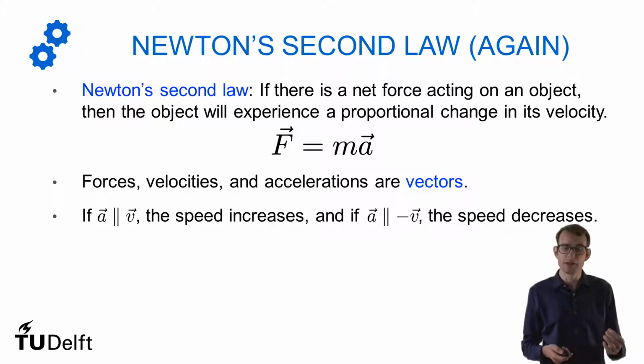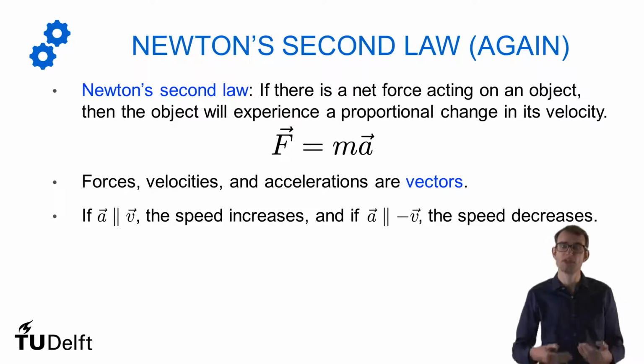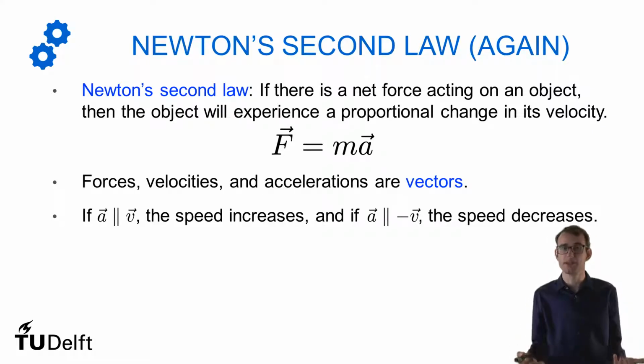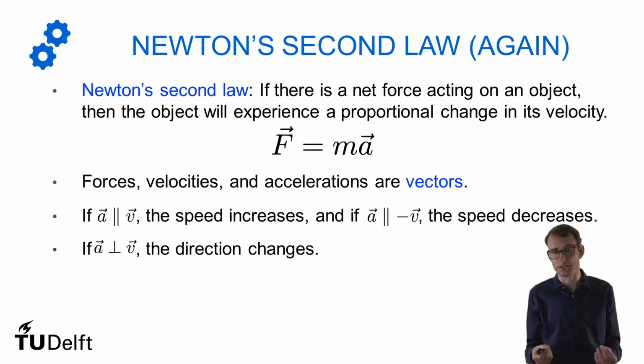So if the acceleration is pointing in the same direction as the velocity, the speed, or the magnitude of the velocity, is going to increase. If the acceleration points in the opposite direction as the velocity, the speed is going to decrease. But you can also have an acceleration that makes an angle with the velocity. Today we're going to look specifically at the case where the acceleration is perpendicular to the velocity. And then the magnitude of the velocity will stay the same, you'll keep the same speed, but the direction of the velocity is going to change.